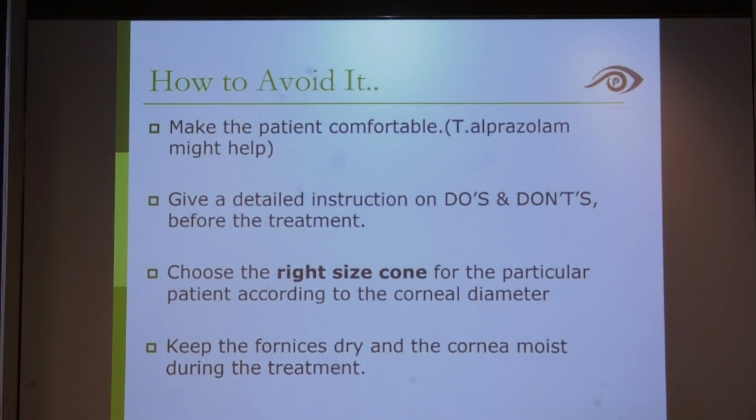So how to avoid it? Make the patient comfortable. Some of us give the patient alprazolam, which might help also. Give detailed instructions before the procedure, the dos and don'ts, by the doctor only. Choosing the right size cone is very important. White to white less than 12 mm, go for a small size cone. White to white more than 12 mm, always go for a medium size cone. The last very important thing is keep the fornices dry and the cornea moist during the treatment. This is the take home message.